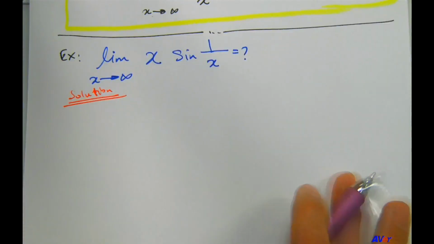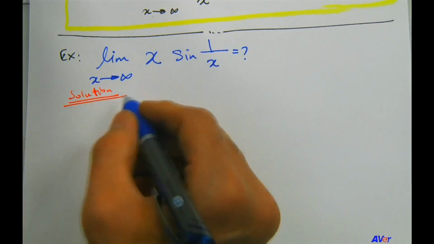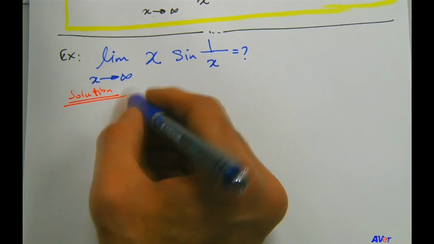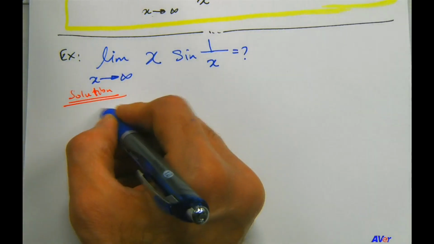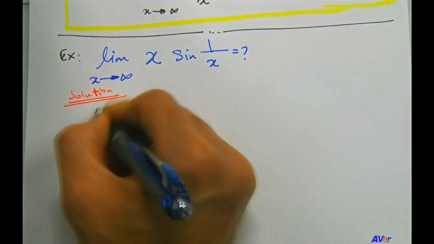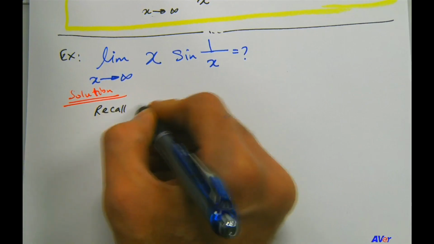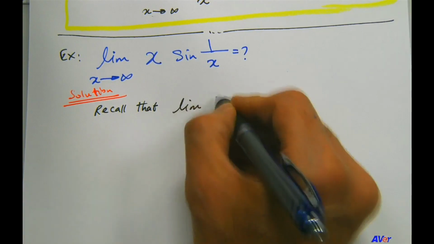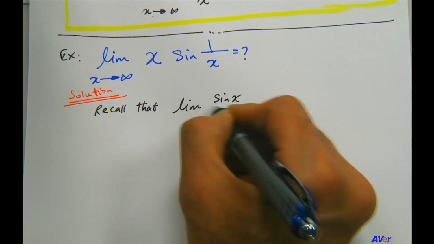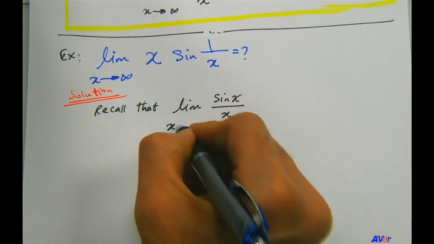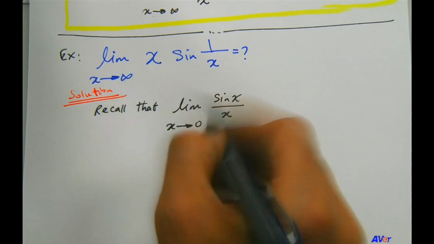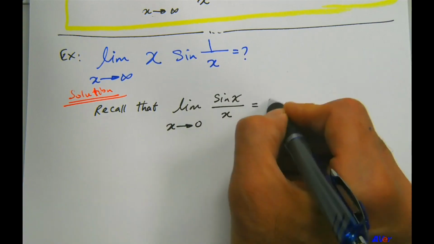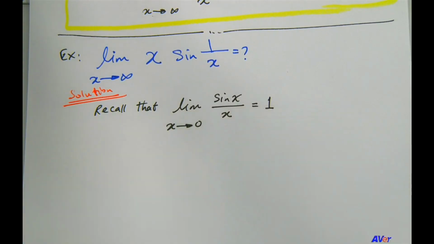Okay, so first of all, you've seen this before, that we have an axiom or a theorem that says that, so let's recall this one. Recall that the limit of sine of x divided by x as x goes to 0, not infinity, as x goes to 0, of sine of x over x is equal to, do you remember what it is equal to? 1, right? We've seen this before.